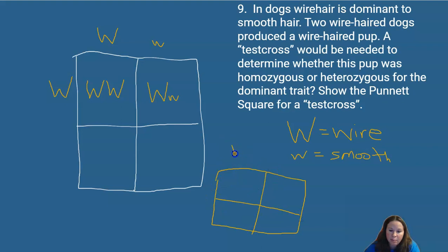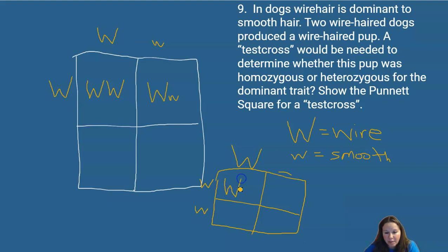So here's our pup in question. We know the pup is big W something, but that's what we want to find out. This is commonly done in breeding programs for domesticated animals. So we're going to cross it with something that we know for sure. A smooth-haired pup, or smooth-haired adult, has to be little w.